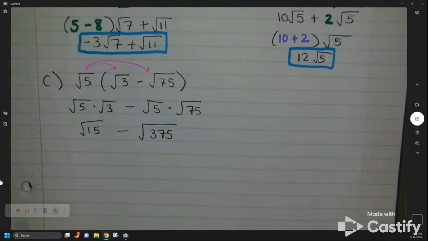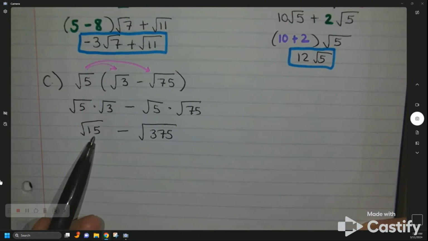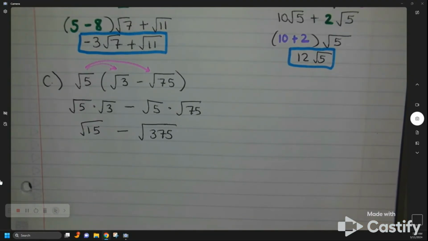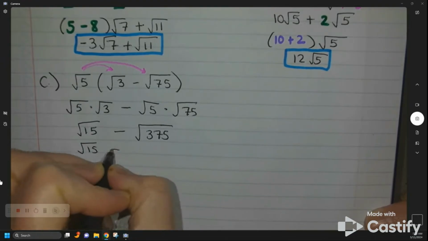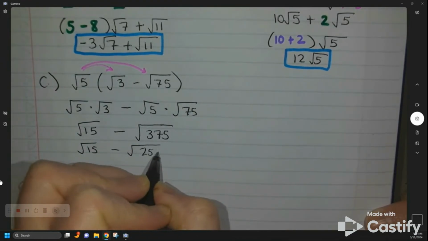Right now when I'm looking at it, I don't really have any like terms, so I'm trying to figure out what I could split up a little bit. If you don't know this right off the top of your head, I would always start by checking what's under here, especially if that's the only other radical I have. I would see if I can divide it evenly, and then I could make some like terms with that. So if I did 375 divided by 15, I get 25. So I have the square root of 15 minus the square root of 25 times 15.